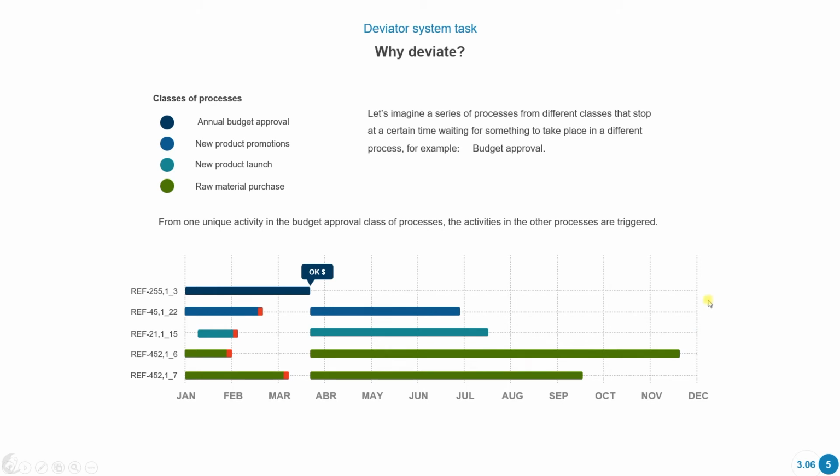So in this example, we have a process that is waiting, for example, this one here. It's a new product promotion. It's waiting to do this promotion. It cannot continue because it's waiting to see if there's going to be enough budget for it or whatever. Or here, for example, we want to purchase some raw material, but we cannot continue because we're waiting for the budget. As soon as we get the budget, all of these processes can continue.